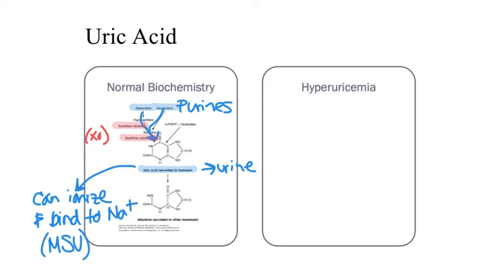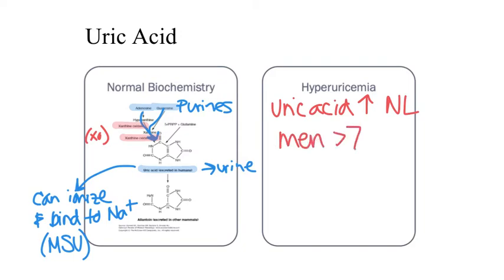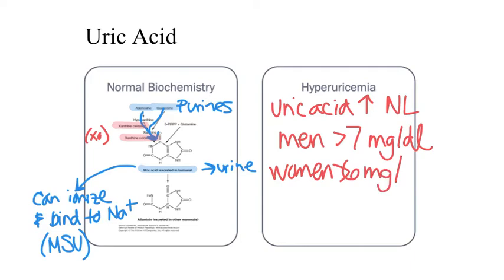Hyperuricemia occurs when uric acid levels go above normal limits. This value is different for men and women because men tend to have higher uric acid levels in general. Hyperuricemia is evident in men when the uric acid level is above 7 milligrams per deciliter, and in women when the uric acid level is above 6 milligrams per deciliter.